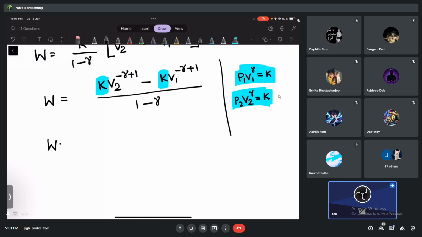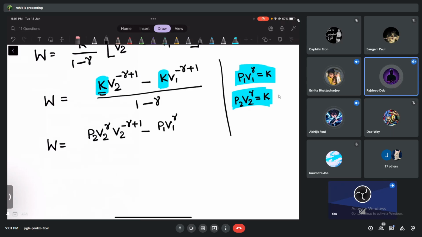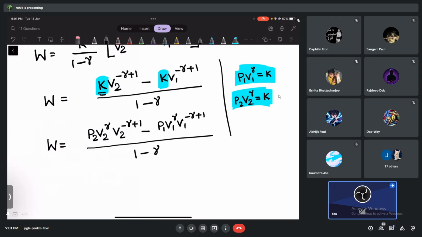Check. W equals to, in place of this k, what I told you I'm going to write? P2 v2 to the power gamma. Then I'm going to write the other thing, that is v2 minus gamma plus 1. Minus, what is this k, guys? Then this one, P1 v1 to the power gamma, v1 minus gamma plus 1. And then divided by again 1 minus gamma. Now it is easy.